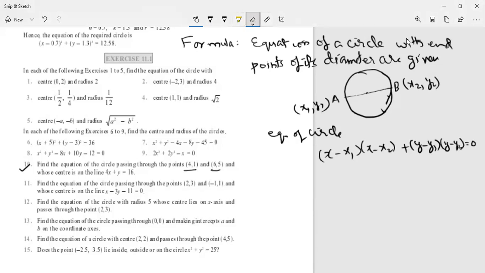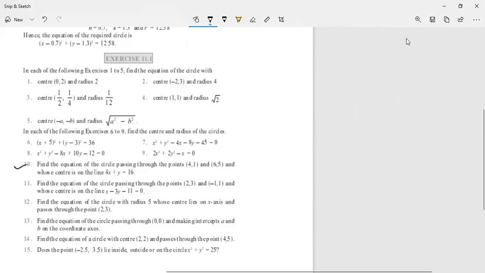Now we are going back to question number 10. Find the equation of the circle passing through. So it is better to draw the diagram to understand.